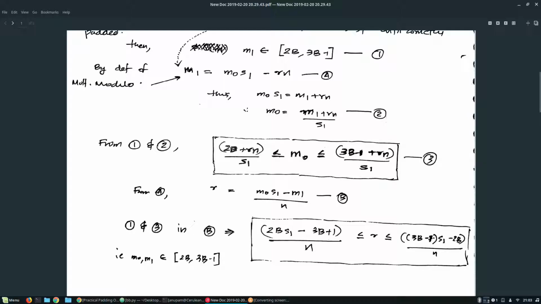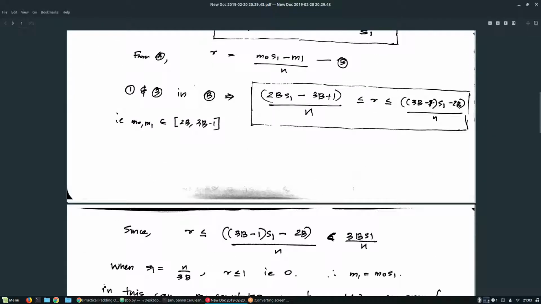So here we have m0 into s1 minus m1 by n. So m0's lower limit will be 2b, and m1's upper limit should be taken since it is subtracted. So m1's upper limit will be 3b minus 1, and when we substitute it, we will get the lower limit of r, which is 2b into s1 minus 3b plus 1 by n. And similarly, when we substitute the upper limit of m0 and lower limit of m1, we can get the upper bound for r, and as you can see over here, it's 3b minus 1 into s1 minus 2b by n.